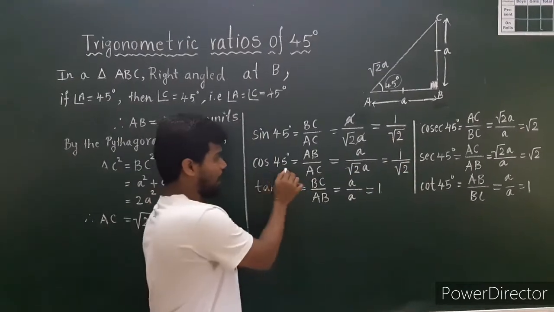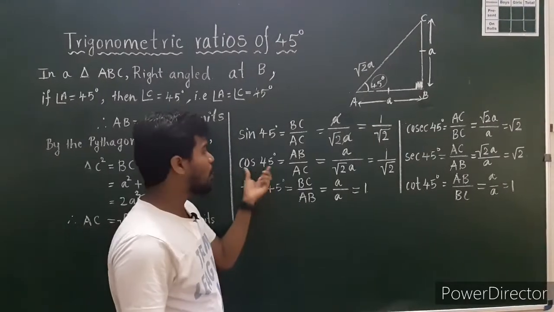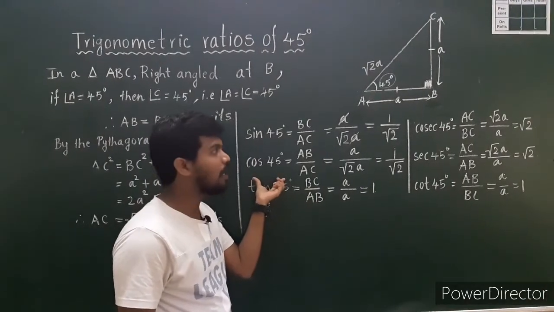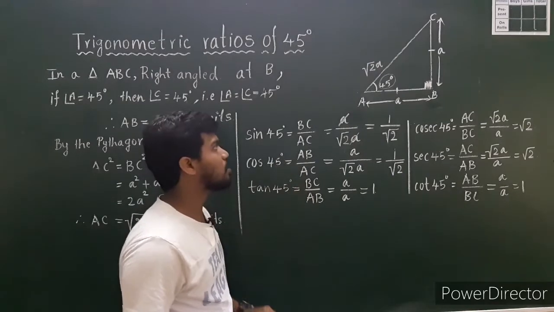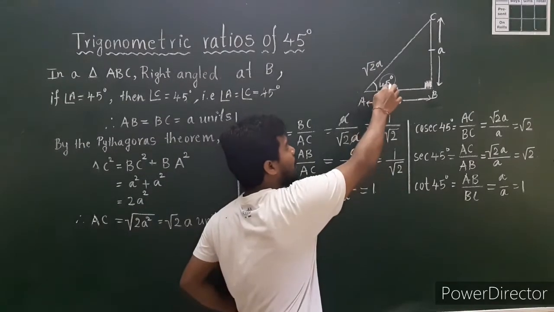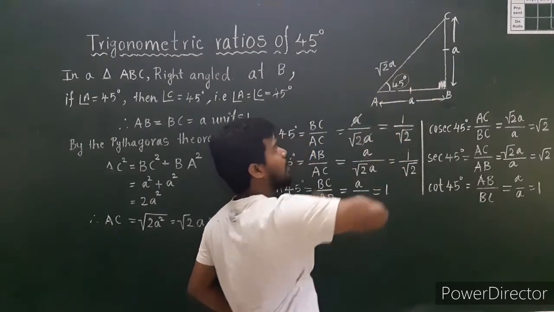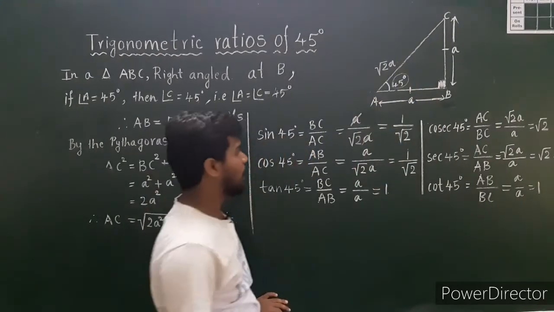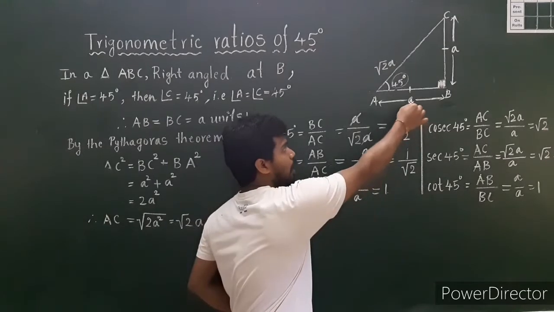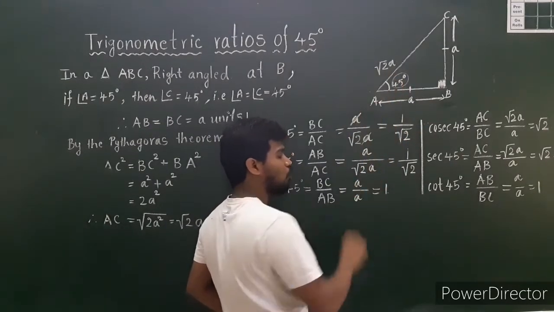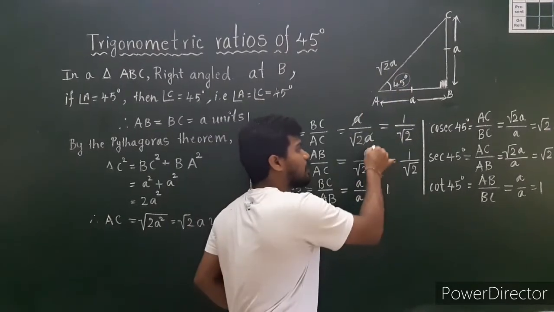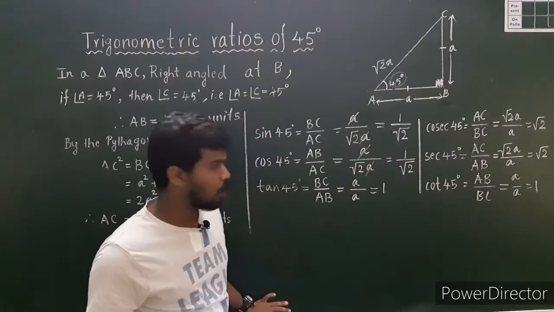Now cos 45 degree. The definition of cos is adjacent side by hypotenuse. The adjacent side for angle 45 degree is AB, so AB by AC. The value of AB is a, and the hypotenuse is root 2 a. A cancels, the remaining is 1 by root 2.